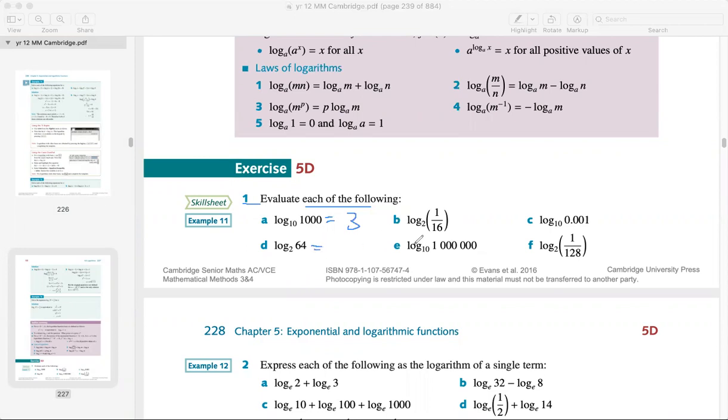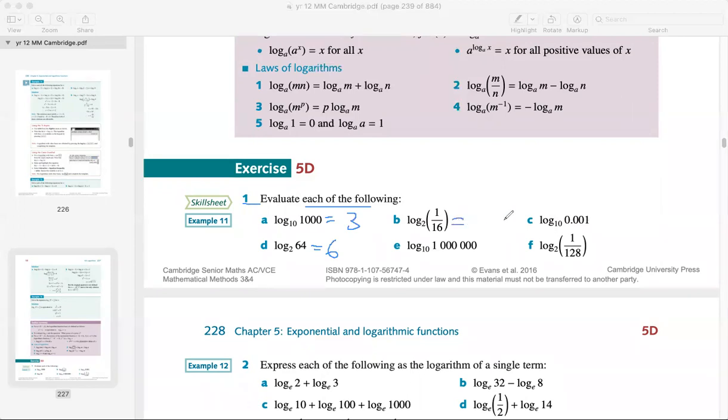And this one, 64: 2 to the power of what is 64? 2 to the power of 6 is 64. Okay, because 2 to the power of 5 is 32, right? 2 to the power of 4 is 16. So 2 to the power of 6 is going to be 64.